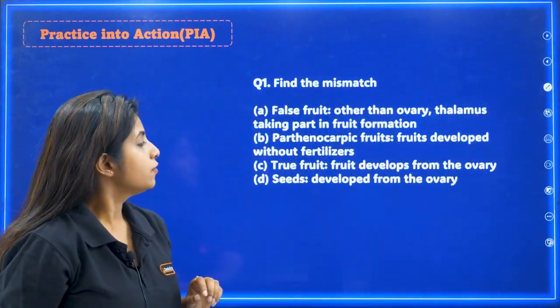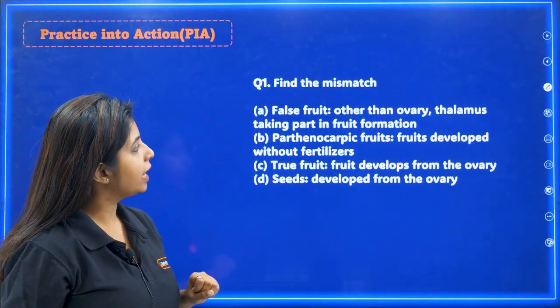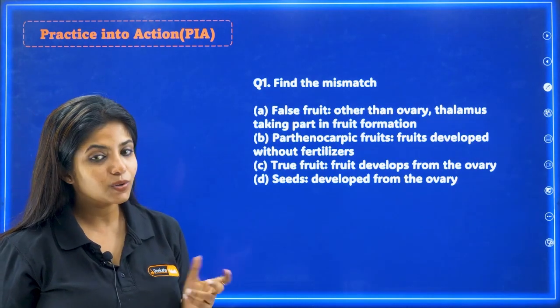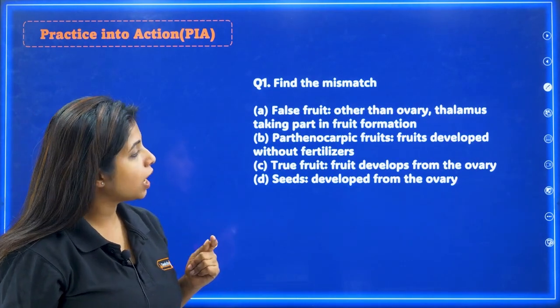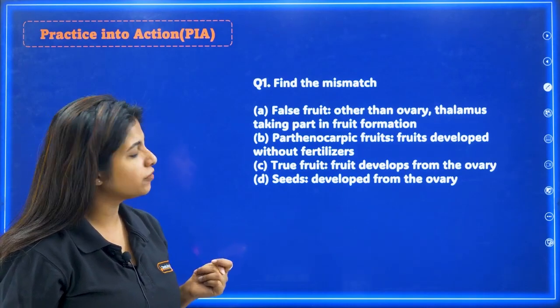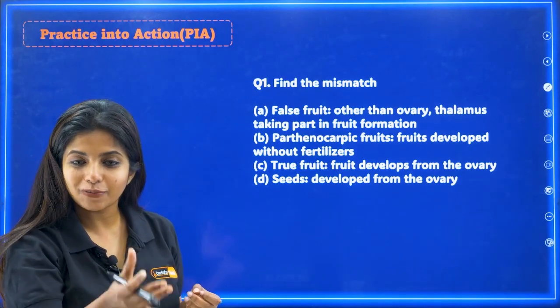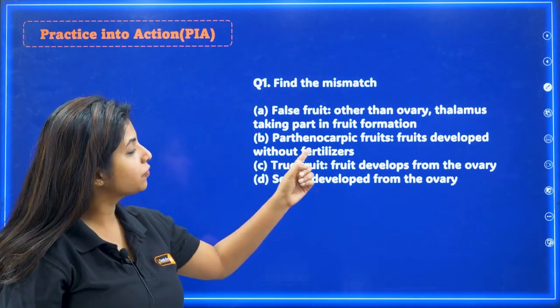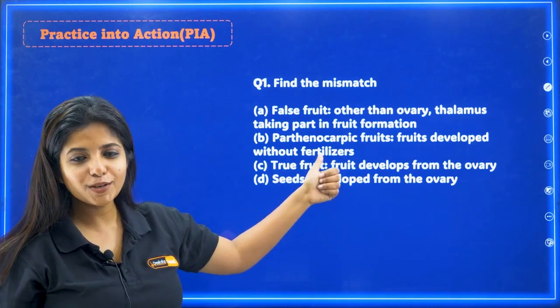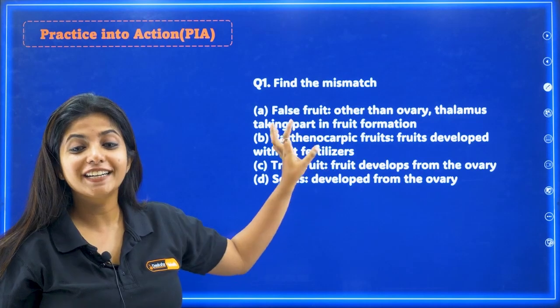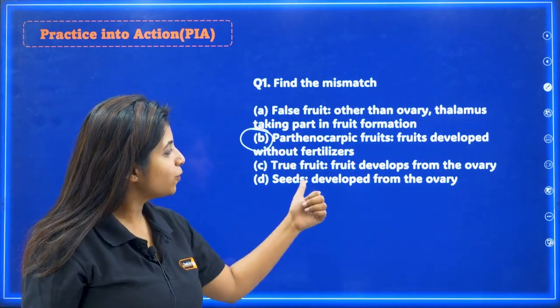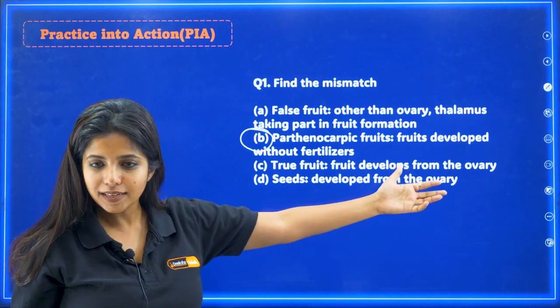First one, false fruit: other than the ovary, the thalamus taking part in fruit formation is a false fruit. Is it a mismatch? No, it is a correct statement. Parthenocarpic fruits, fruits developed without fertilizers. Fertilizers are chemicals that we put. Why do we need to talk about them now? So yes, parthenocarpic fruits developed without fertilizers, wrong. Fruits developed without fertilization. So this is the mismatch. Okay. Now true fruit develops from the ovary, that is correct.